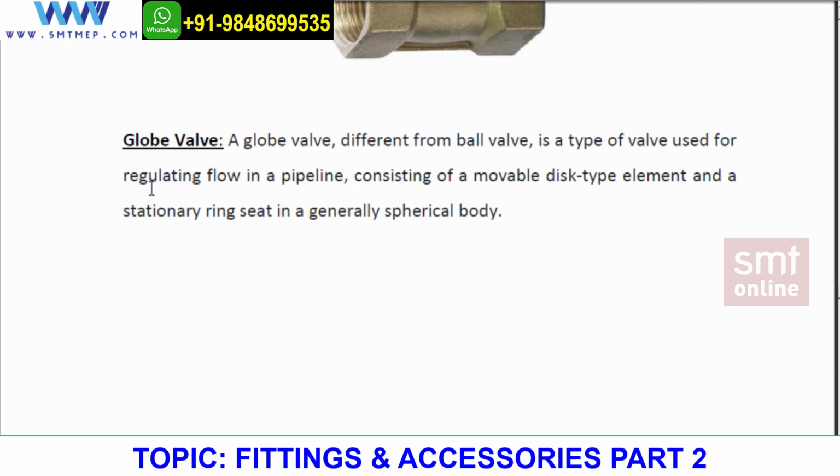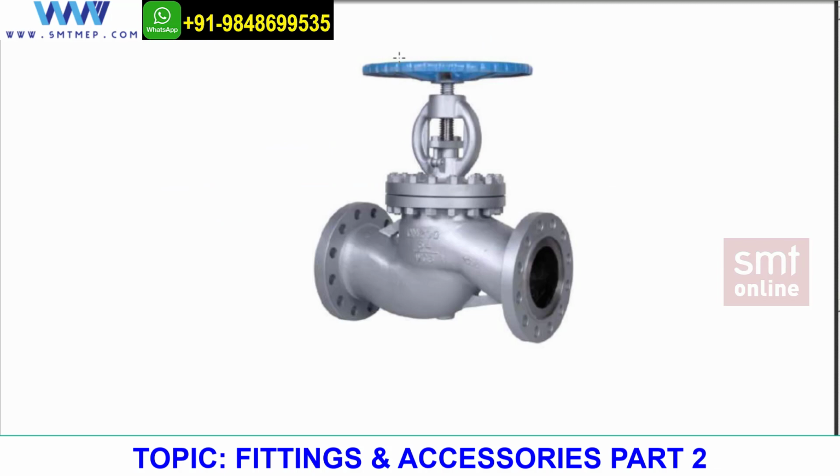It is a type of valve used for regulating flow in a pipeline, consisting of a movable disc type element and a stationary ring seat in a generally spherical body. Now anyone who has seen Swades can relate this easily. Yes, anyone? They can easily relate this. Yes or no? I think the moment I said it, you recalled that scene.